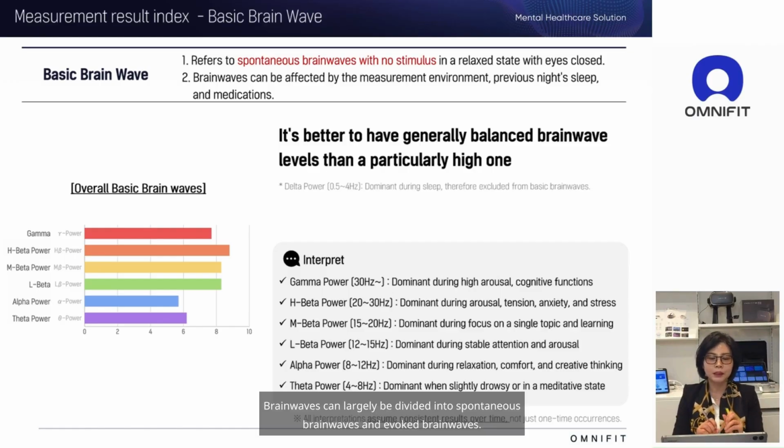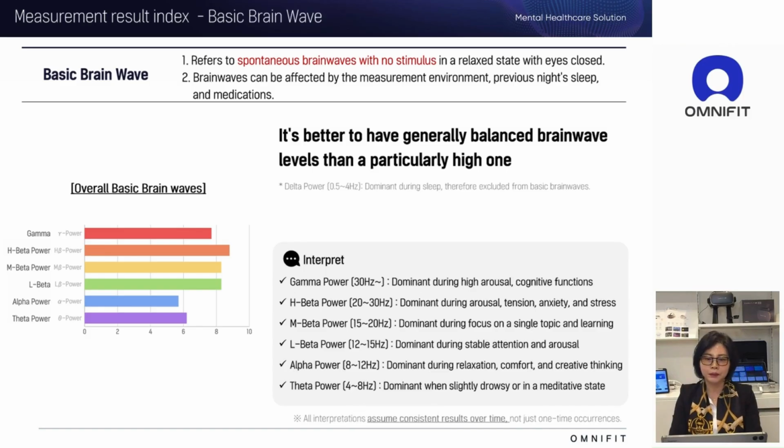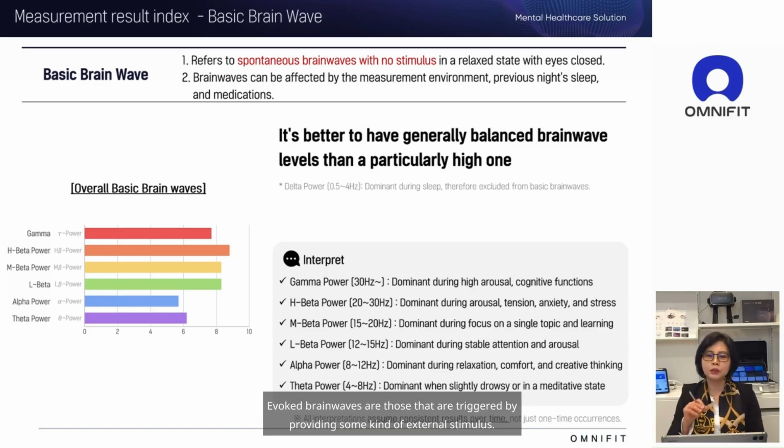Brainwaves can largely be divided into spontaneous brainwaves and evoked brainwaves. The basic brainwaves I mentioned earlier, that is, brainwaves in a state where there is no external stimulation, are called background brainwaves. So, we observe the brainwaves that appear when the brain is in a somewhat idle or lazy state, in other words, in an idling state. Evoked brainwaves are those that are triggered by providing some kind of external stimulus. So, evoked brainwaves are measured when an external stimulus is introduced and the brain processes that information.